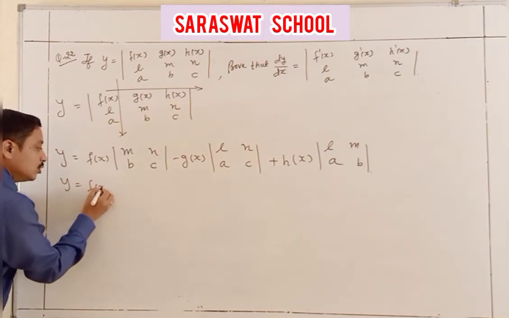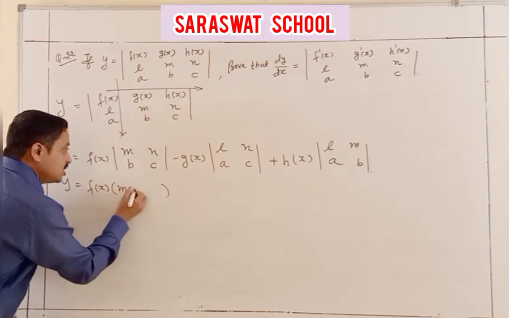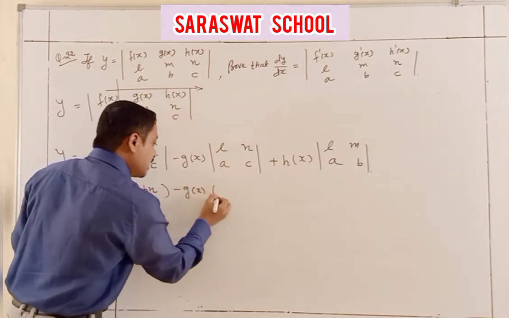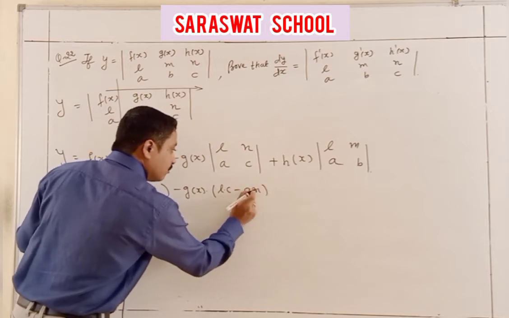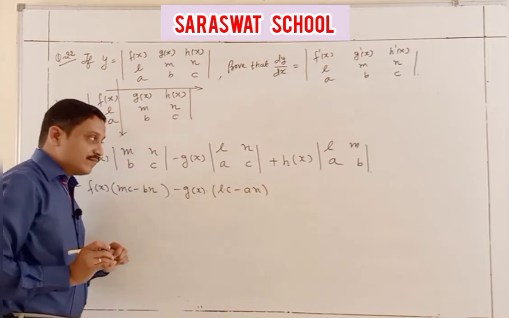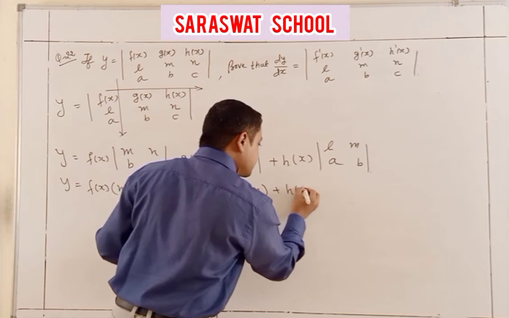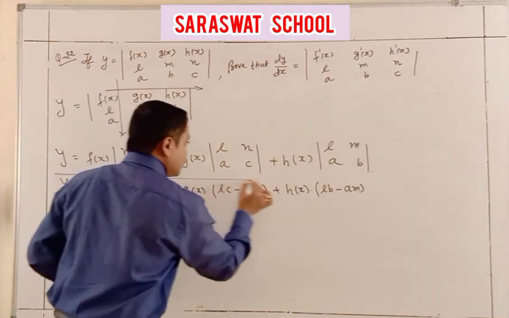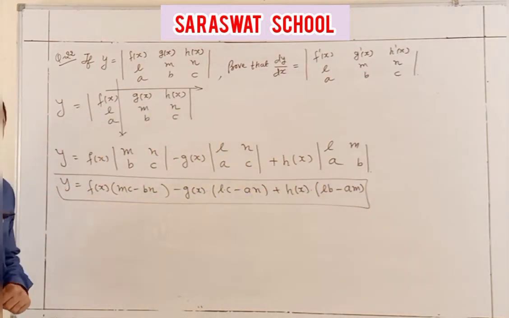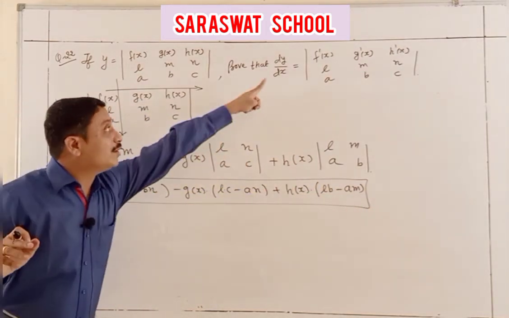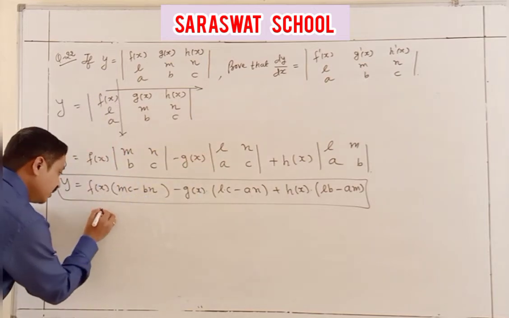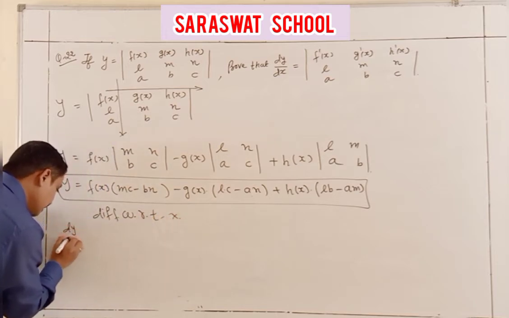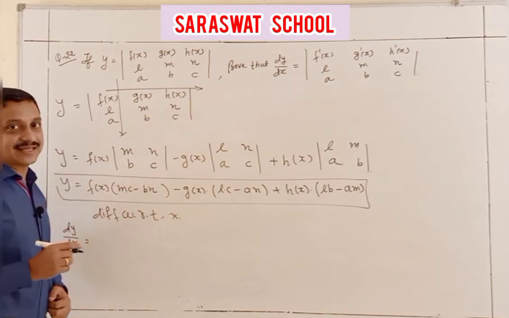We have the expansion here: M into C minus B into M, same as L into C minus A into M, and last, H x L into B minus A into M. Here students, our expansion is over. Now I want the derivative, so differentiation with respect to x, and that is your dy by dx.